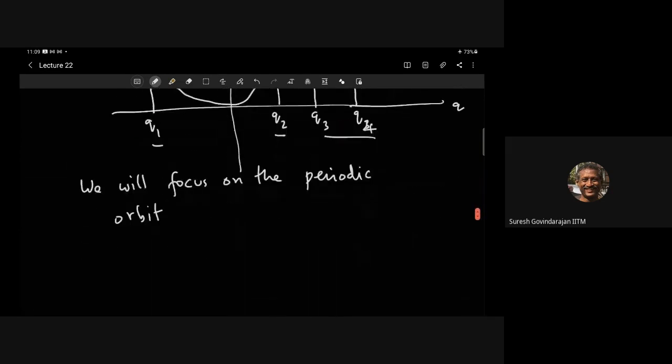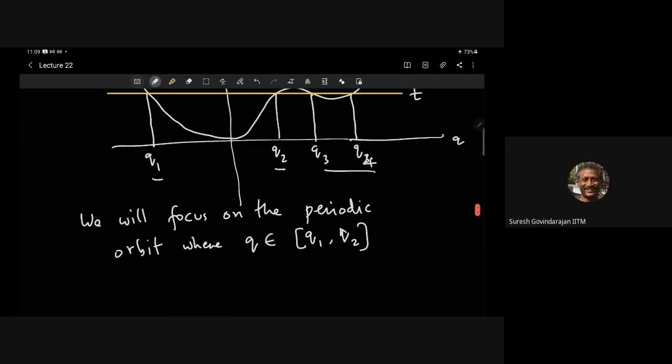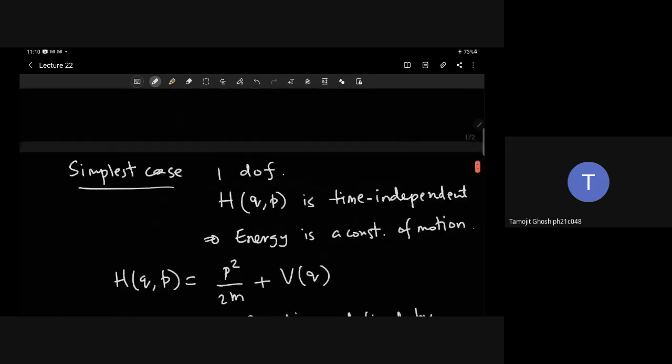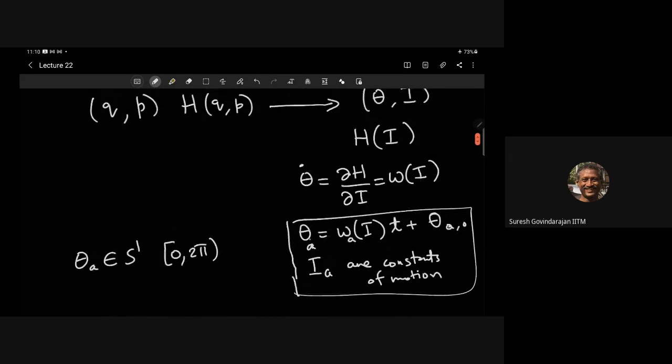Okay, so we'll focus on the periodic orbit where Q belongs to the interval between Q1 and Q2, the two turning points. Yeah, go ahead. Is theta the same generalized coordinate as the theta we use in plane polar coordinates? No, nothing. No such thing. It's just some circle.